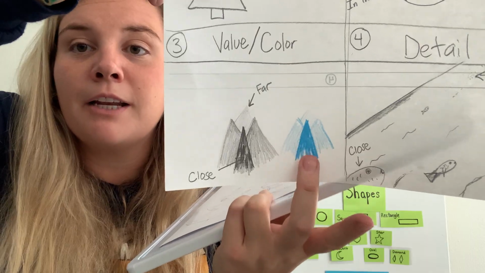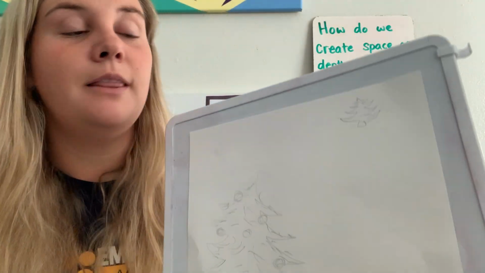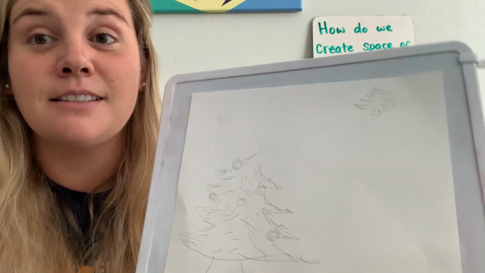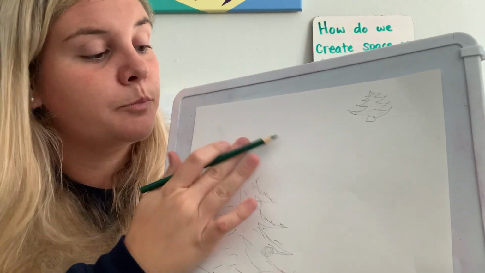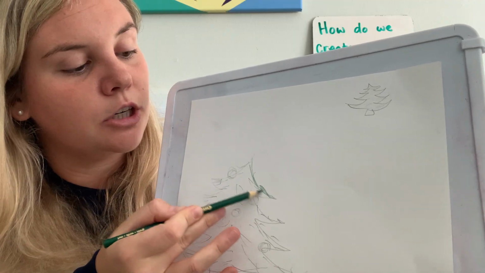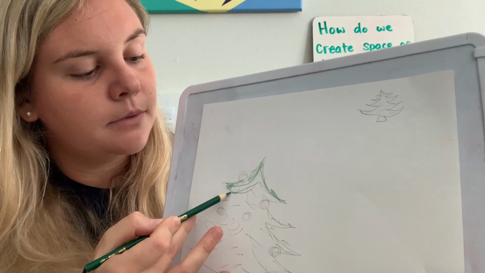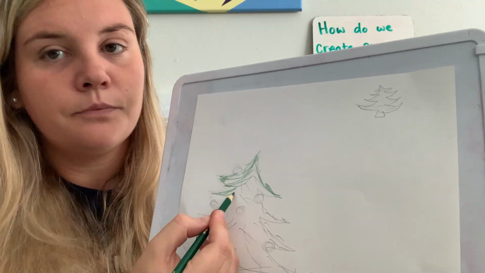The mountain in the front has what? Brighter blue or faded blue? Brighter blue. And the mountain in the back has less, it's not as bright, it's faded. So on this Christmas tree in the front, I might add some dark green to start adding some bright value.